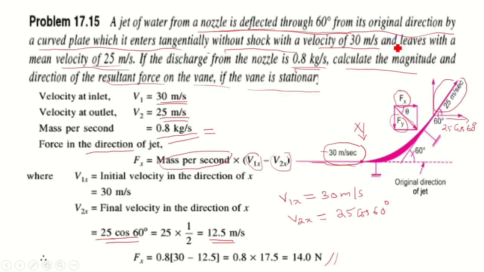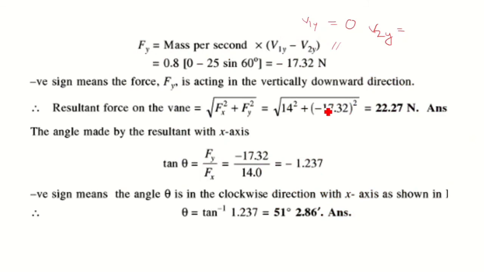equal to, so 25 is the velocity with which the jet leaves the plate at an angle of 60 degree, and the y component will be, if the x component is 25 cos theta, the y component will be 25 sin theta. So v2y is equal to 25 sin theta, and theta is 60 degree. So the outlet y component is taken as 25 sin 60 degree and the inlet y component is 0.